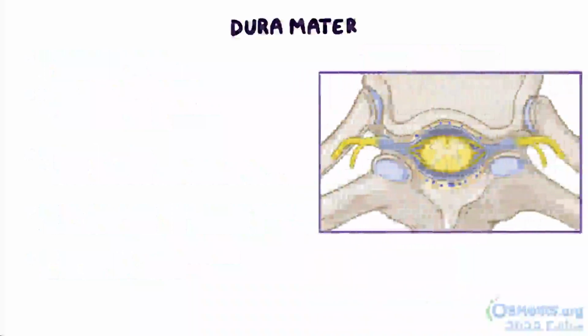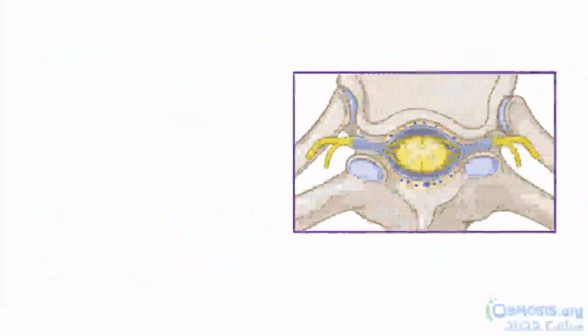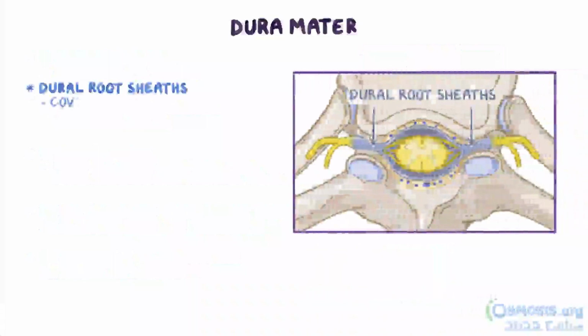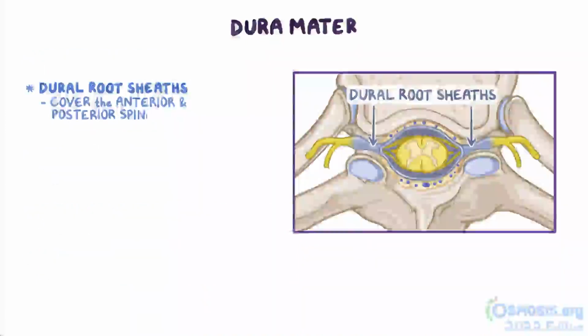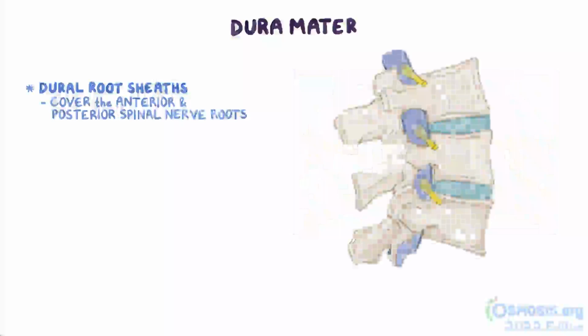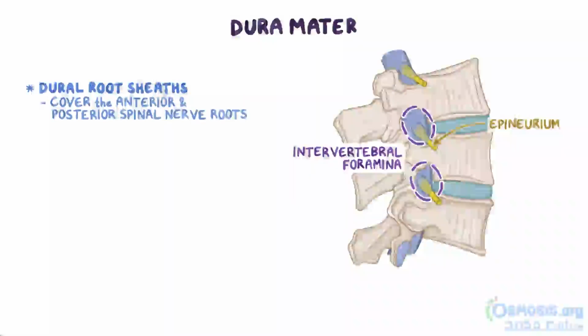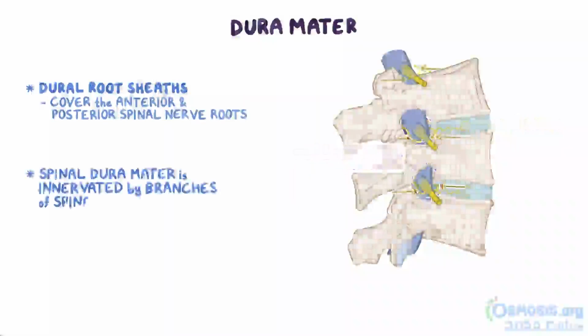The dura mater also has tapered lateral extensions called the dural root sheaths, which cover the anterior and posterior spinal nerve roots that arise from the spinal cord segments. At the intervertebral foramina, these sheaths merge with the outer covering of the spinal nerves called the epineurium. The spinal dura mater is innervated by branches of the spinal nerves called the recurrent meningeal nerves.